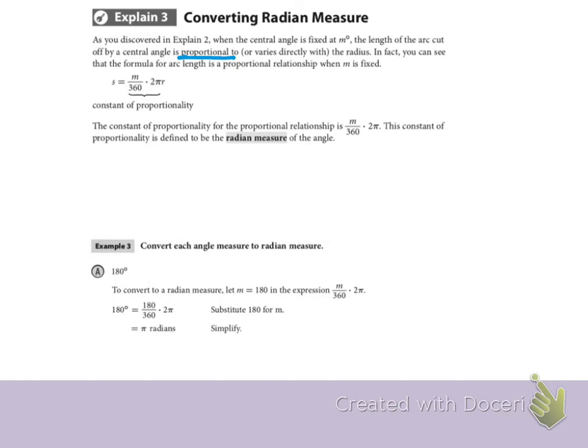So the constant of proportionality for the proportional relationship is m divided by 360 degrees times 2 pi. In other words, those are the things that are fixed every time. Whatever that m is, that doesn't change, and then the 2 and the pi don't change, because remember, pi is an actual number. It's 3.1415. So the constant of proportionality is defined to be the radian measure of the angle.